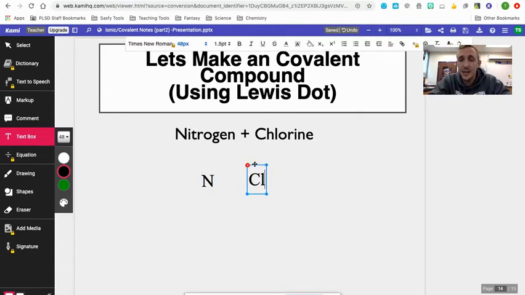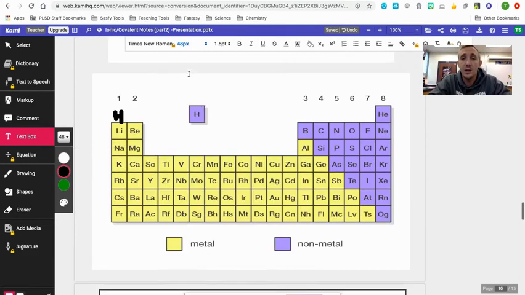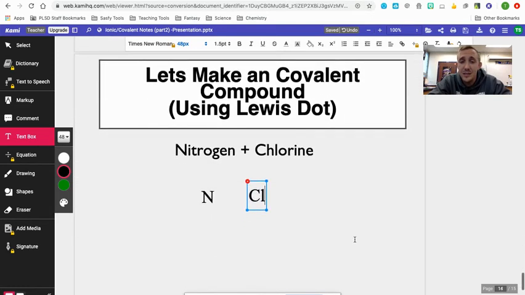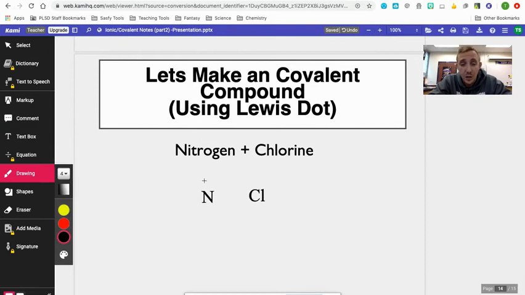Okay, and so once again, nitrogen is in group 5, chlorine is in group 7, so nitrogen has 5 valence electrons, chlorine has 7. So we're going to go ahead and draw 1, 2, 3, 4, 5, 1, 2, 3, 4, 5, 6, 7. Okay, and so we're looking at lone pairs. Well, if we go ahead and look, nitrogen and chlorine are going to share these electrons.